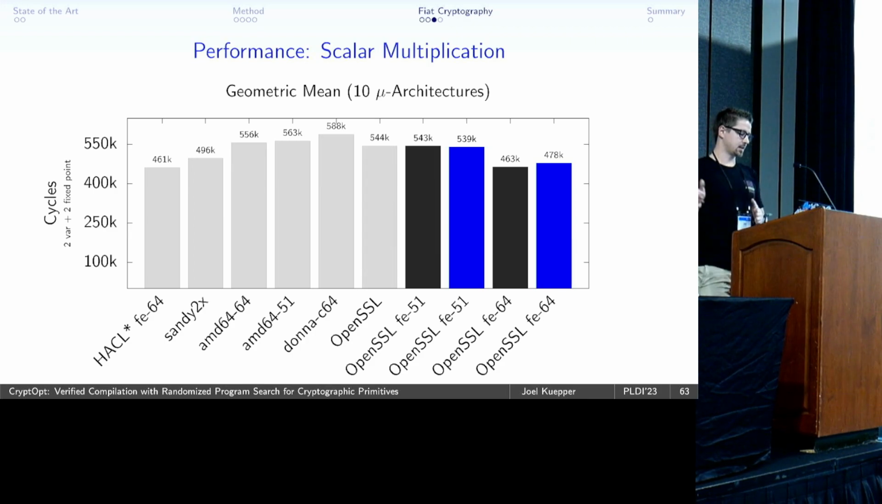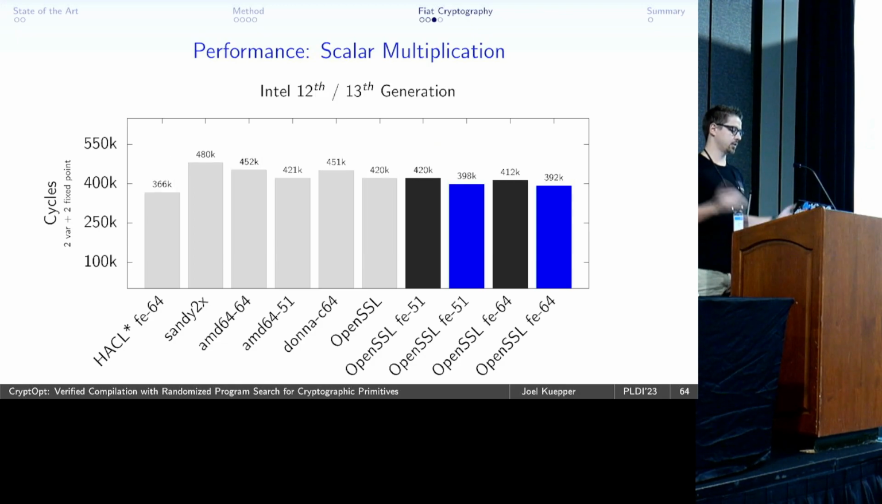Especially on the right-hand side, we see the blue and black bars. And that is, we replace the field operations inside of OpenSSL, which is hand optimized, with our optimized version, and we can see that on average, we can match this performance, which is impressive. Even better, if we look at only the latest architectures, for example, the Intel 12th and 13th generation machines, we see that we can even outperform the handwritten assembly.